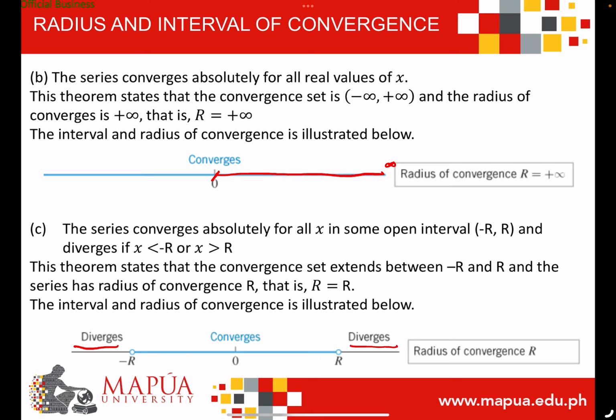The interval and radius of convergence is illustrated below. So there is a specific value that bounds the convergence of the series. So it only converges in between these two values of r.